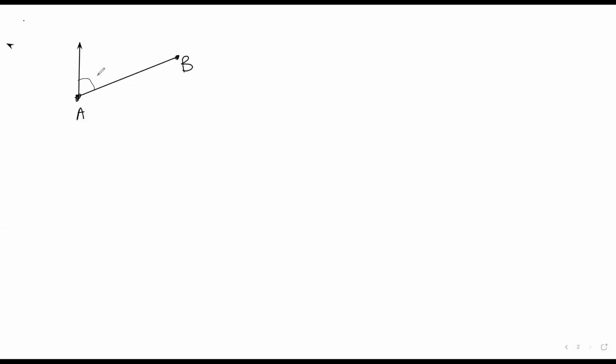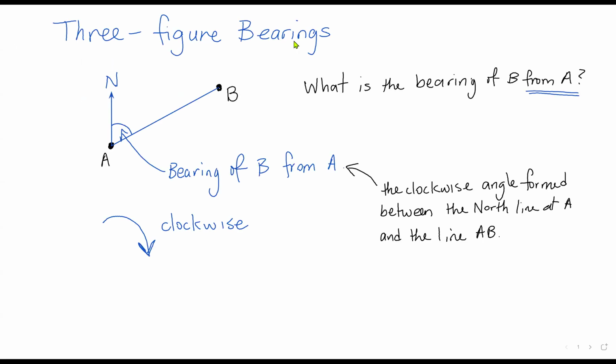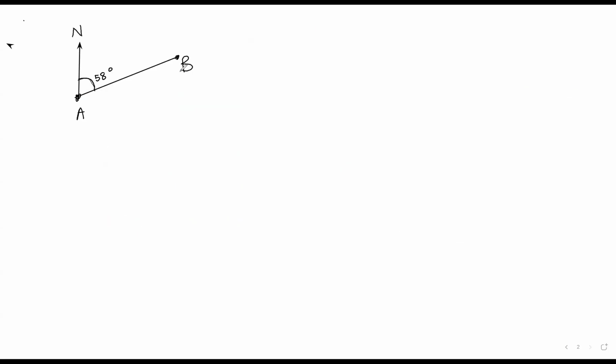Another point about your bearings is that if this angle is 58 degrees, notice that the heading was in three-figure bearings, right? So for any angle that is less than 100, you have to represent the angle in three figures. So what we do is we use a zero. So in this one, the bearing of E from A is 058 degrees. So you represent bearings using three figures, okay?